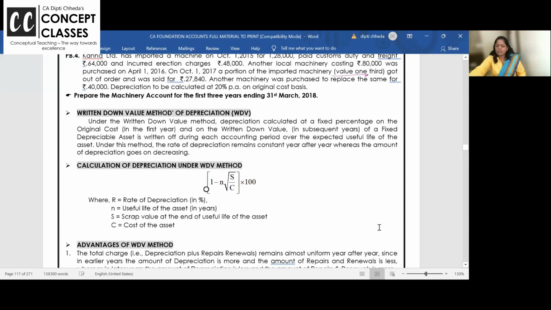All right, let us do now next method. Fourth method is over. Let us go to the WDV method, written down value method. Here, the depreciation is charged on the opening WDV, this year's WDV. Forget about the original cost. WDV method, depreciation is calculated at a fixed percentage on the original cost and WDV in subsequent years. And depreciable asset is written off over expected useful life. Under this method, rate of depreciation remains constant. Underline this.